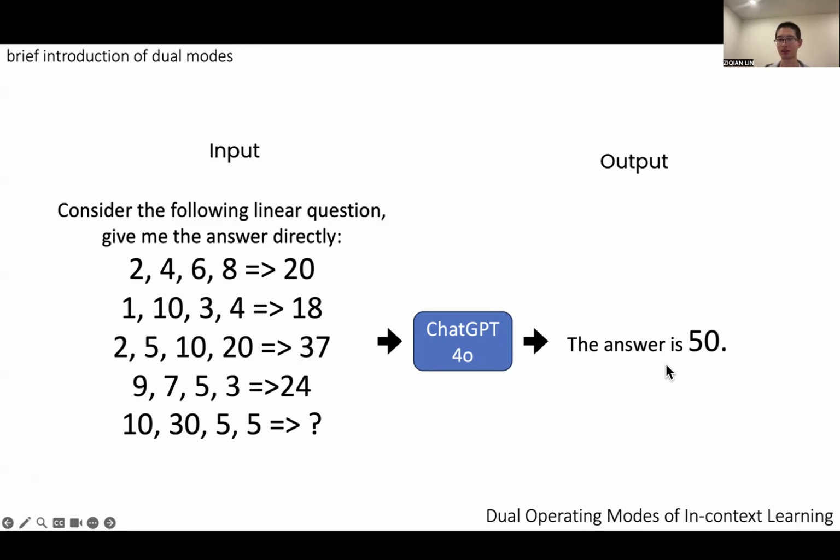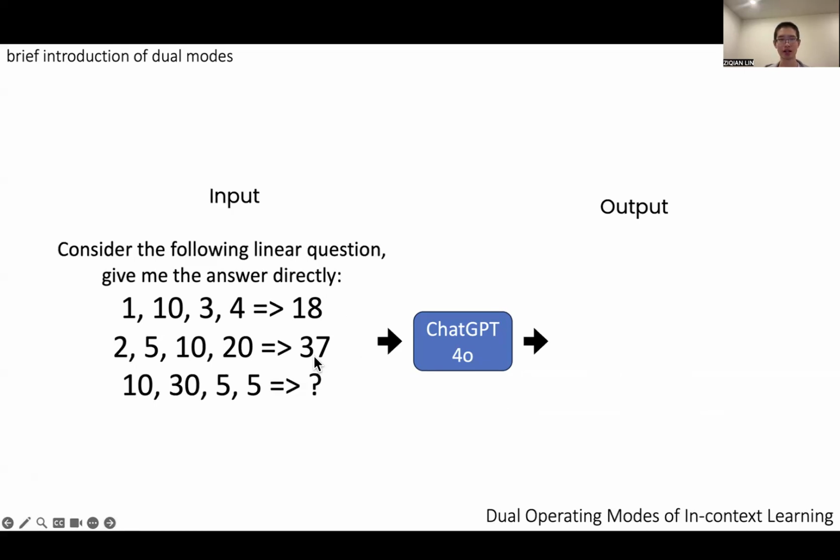The returned answer is 50, and we know the coefficients are all 1. So the summation over the 4 numbers leads to the correct answer. So the answer is just 50. So I will name this task learning, because the model can solve the question purely based on the in-context examples.